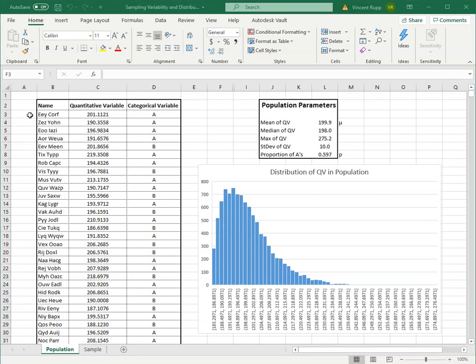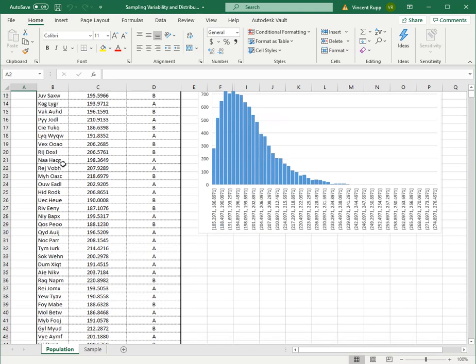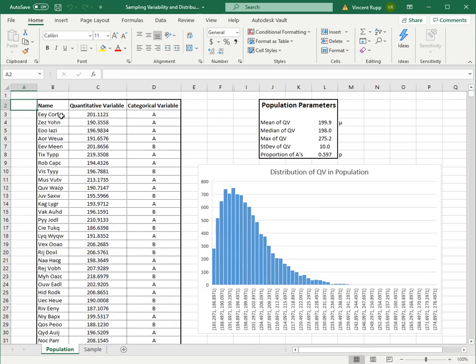The topic for this one is sampling variability. So here I created some data for a few thousand people. For each person, they have some quantitative variable, which is usually around 200, and a categorical variable, everyone is an A or a B. And so we can summarize that with population parameters.